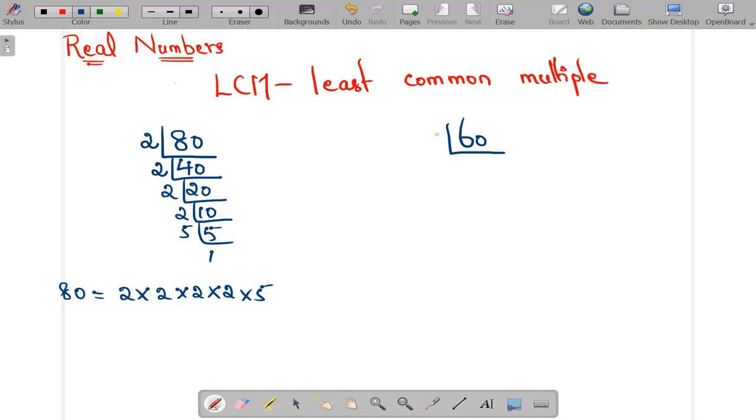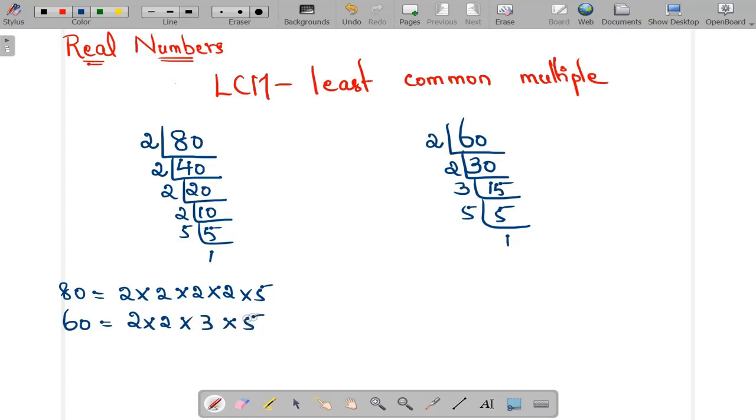Let's do this whole process for 60. I'm going to start again with 2, 30. Once more with 2, 15, 3, 5. So this time 60 is going to be expressed as 2 into 2 into 3 into 5. Let's figure out what is common to both first. There are two 2s that are common and one 5 that is common, which means I'm going to write this set only once. That is the HCF.